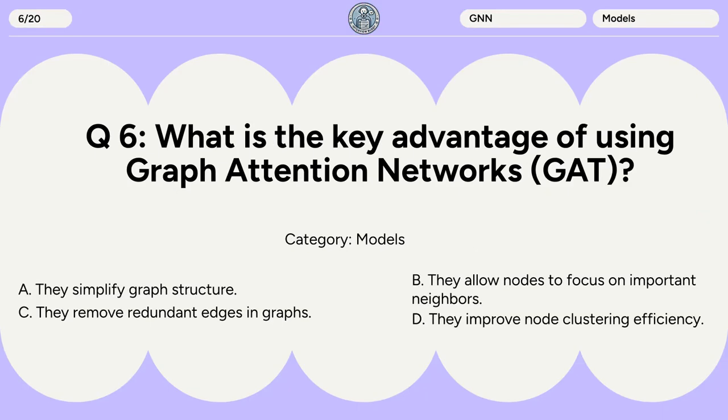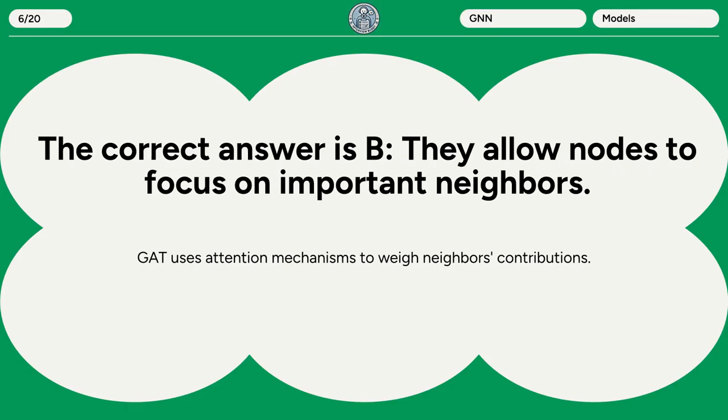Question 6. What is the key advantage of using graph attention networks? A. They simplify graph structure. B. They allow nodes to focus on important neighbors. C. They remove redundant edges in graphs. D. They improve node clustering efficiency. The correct answer is B. They allow nodes to focus on important neighbors. GAT uses attention mechanisms to weigh neighbors' contributions.